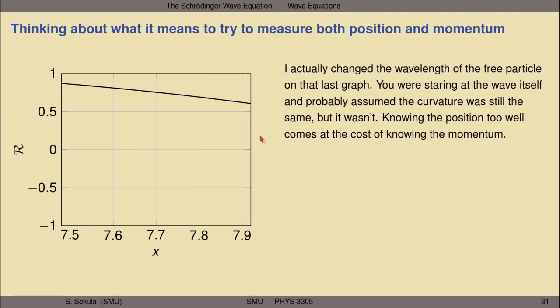Is this line straight? Is it bending gently? How much is it bending? You don't have infinite resolution available to you in the universe. You're going to hit a limit at some point, and it's going to get extremely hard to determine if this is a straight line or not a straight line. And if it's not a straight line, you're going to struggle with determining exactly what its radius of curvature is. And that struggle is reflected in a loss of control over your knowledge of the momentum of the particle. Knowing the position too well comes at the cost of knowing the momentum.